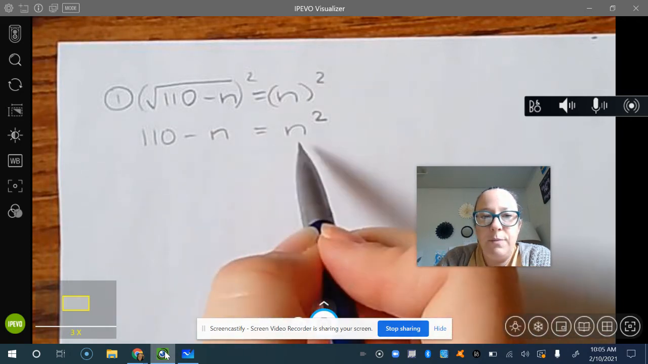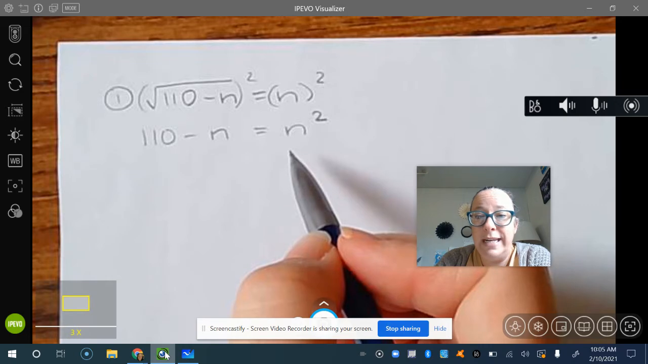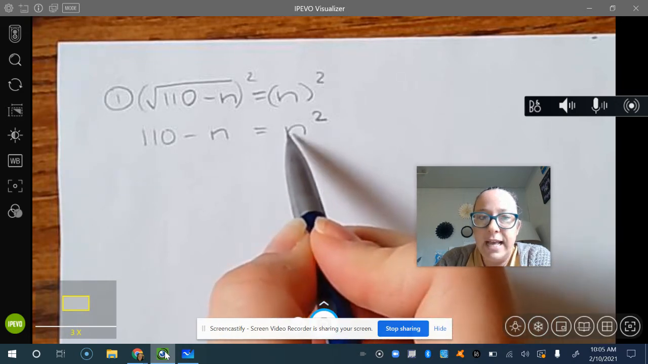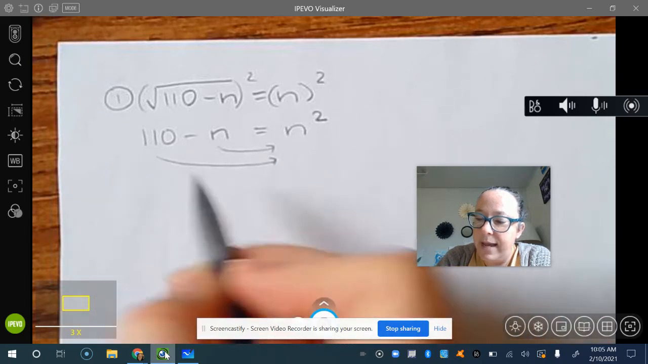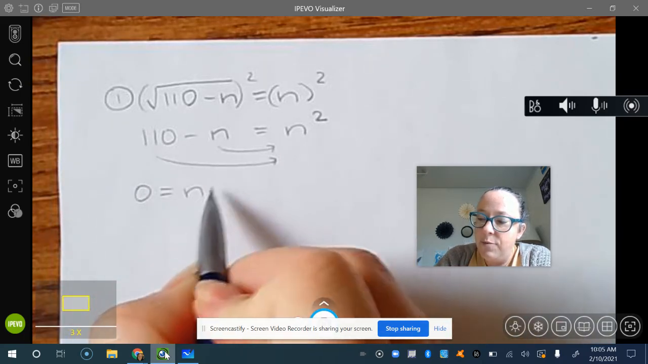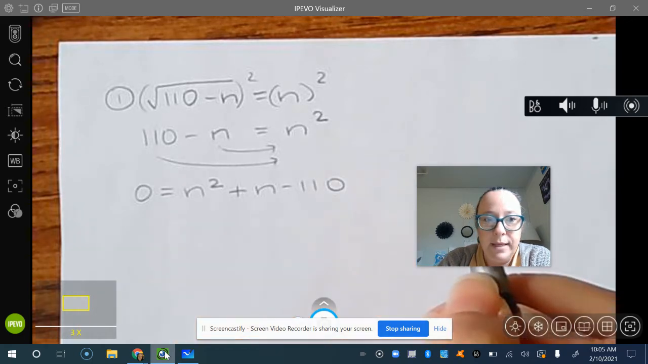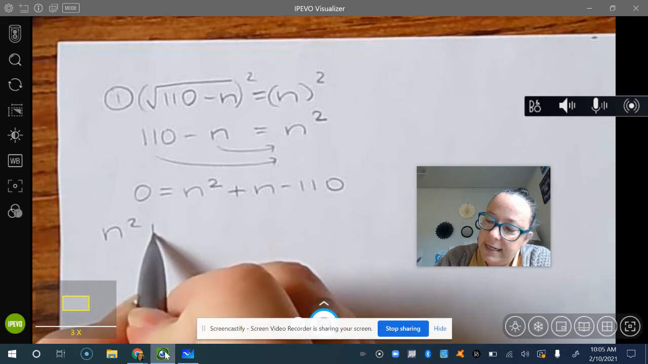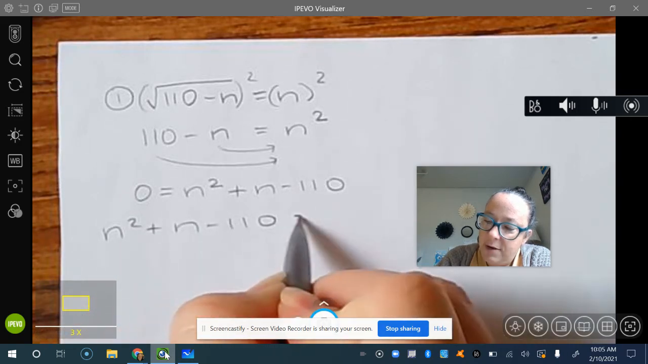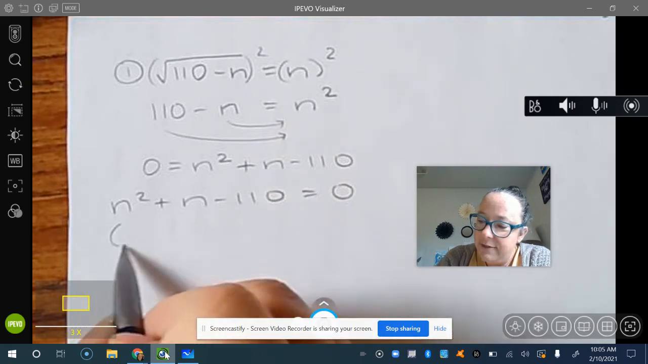All right, so then we have a quadratic and we have to go back to unit 1. How do we solve a quadratic? We need to get it in standard form. You want that leading coefficient to be positive, so I'm just going to toss both of these over this way. So I get 0 equals n squared plus n minus 110, because I'm tossing to the other side, changing the sign. Now, if that drives you crazy, just write the equal 0 on the right side. You wouldn't have to do that, but go ahead. Let's factor this.